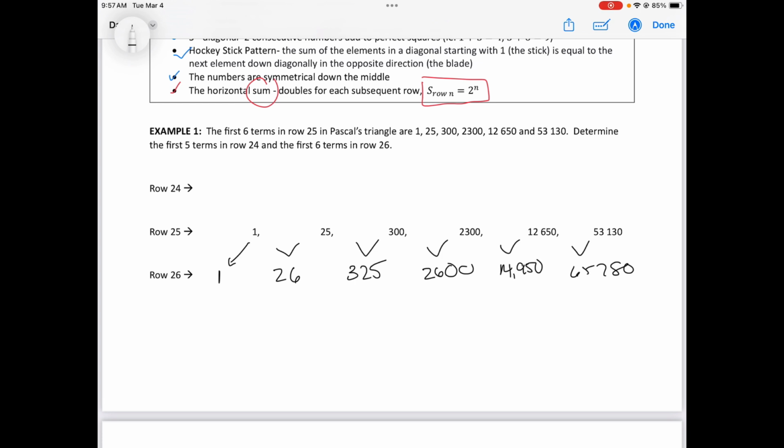Now, if we're working backward, the 1 also goes up. Now, 1 plus what number equals 25? Well, that's 24. And we can also see the pattern in the second diagonal, 24, 25, 26. Okay? So then 24 plus what number equals 300? Essentially, we're just doing 300 minus 24. So we get 276.